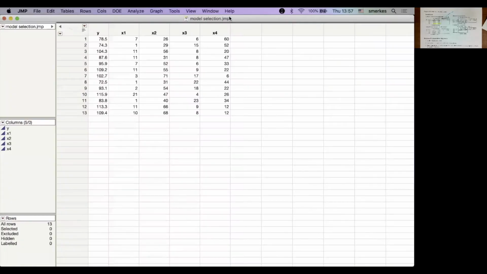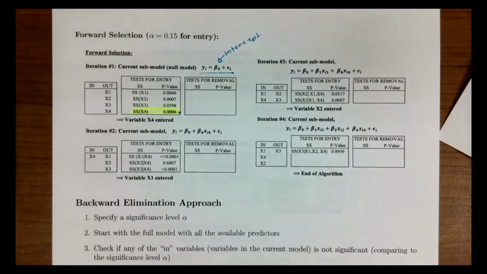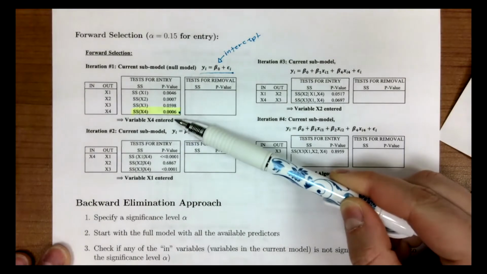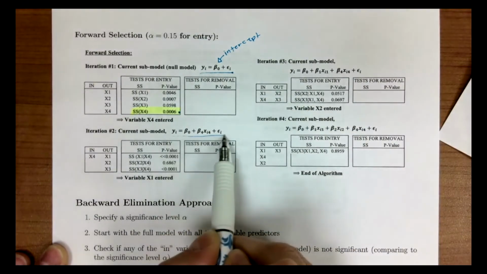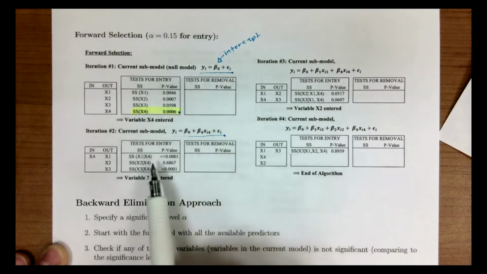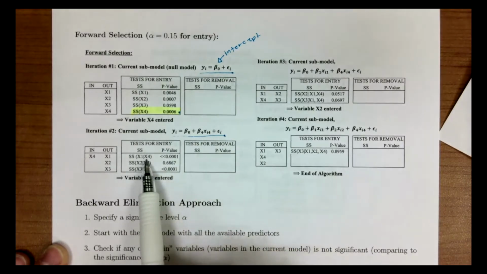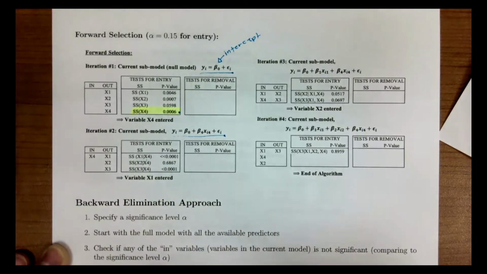So now that we said variable 4 is important, we now have to reiterate. So now this is our current model. And what we're going to do is test, given that x4 is in the model, what is x1, what is x2, and what is x3.